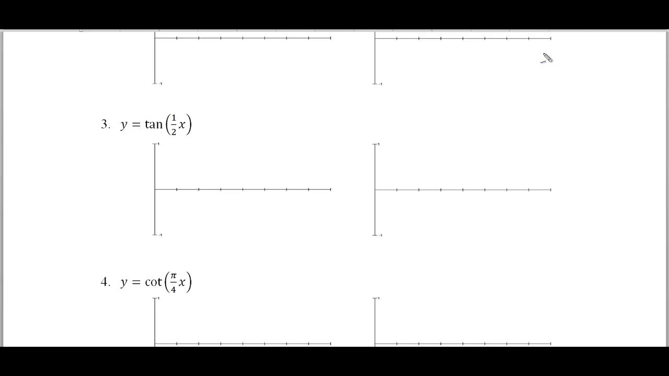And the tangent function is going to be, oh, what happened there? Figure out what made that sound.